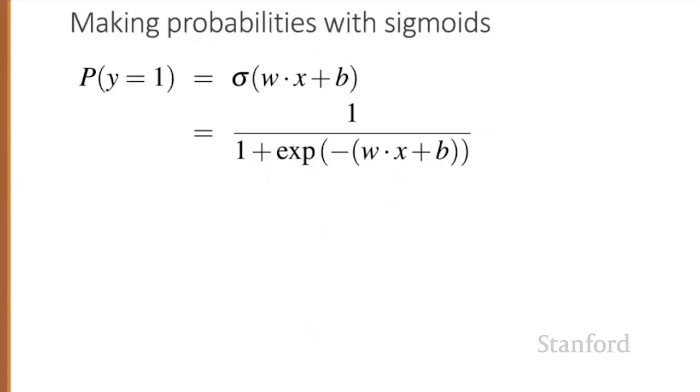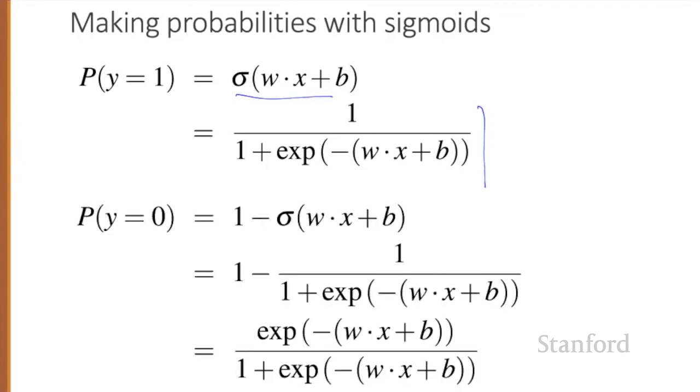Well, we're almost there. If we apply the sigmoid to the sum of the weighted features, we get a number between 0 and 1. And to make it a probability, we just need to make sure that the two cases, p of y equals 1 and p of y equals 0, sum to 1. And we can do that as follows. We'll just make p of y equals 0 be 1 minus sigma of wx plus b, where p of y equals 1 is sigma of wx plus b. So we're guaranteed these two will sum to 1.